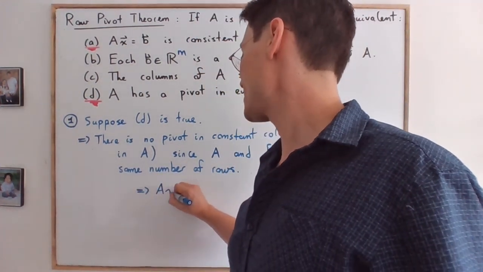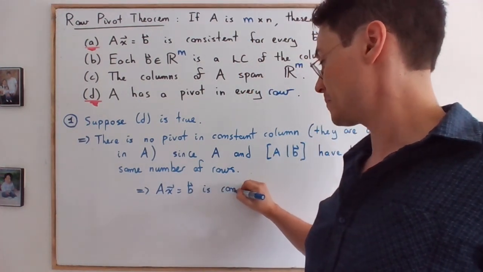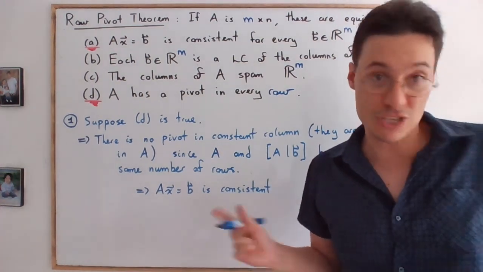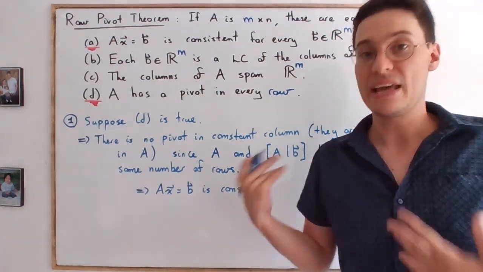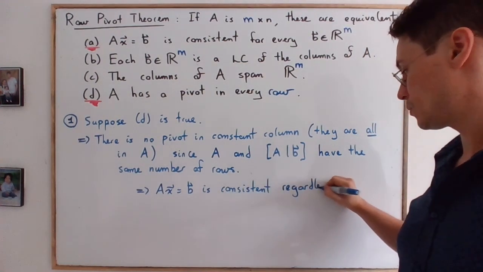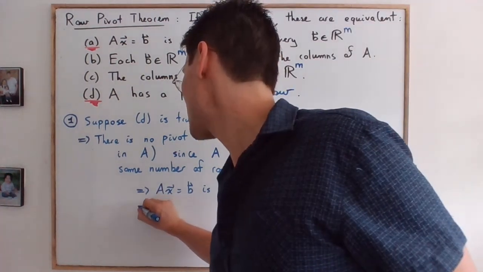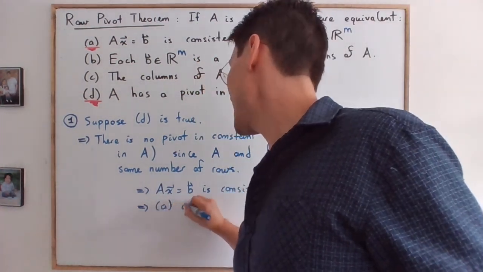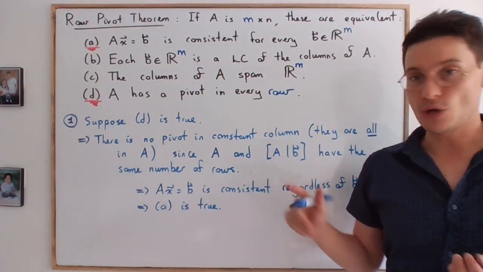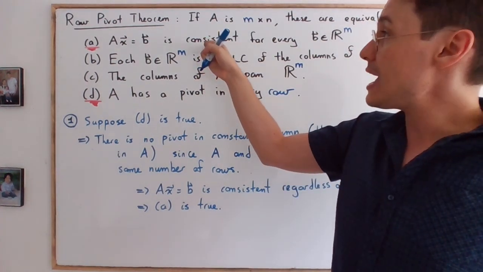So AX equals B is consistent regardless of B, just because there cannot be a pivot in the column of constants. And of course, as a result, it means that A is true. Okay, so we finished. We proved that if D is true, A is true.